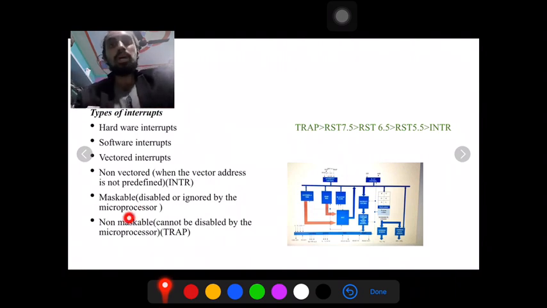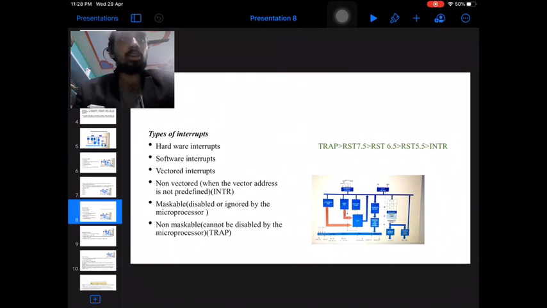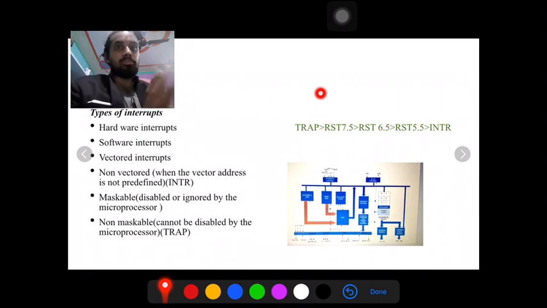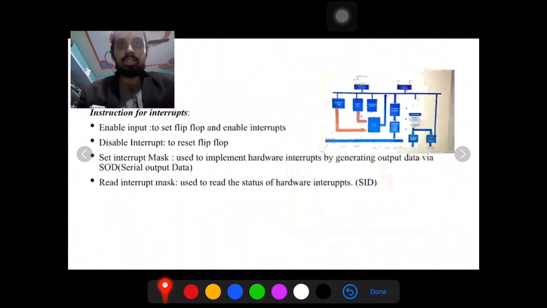Next is your non-maskable interrupt. This cannot be disabled by your microprocessor. For example, your TRAP cannot be disabled. Once this is set, done, you cannot change it. So that is a non-maskable interrupt. This is the priority sequence: TRAP has the highest, then RST 7.5, 6.5, 5.5, and INTR.